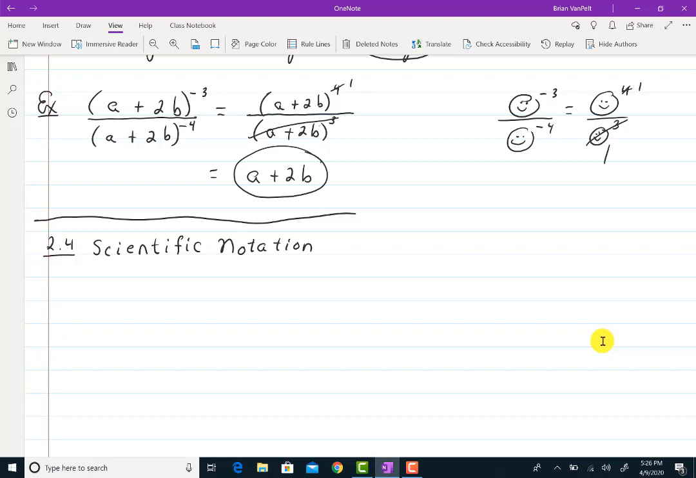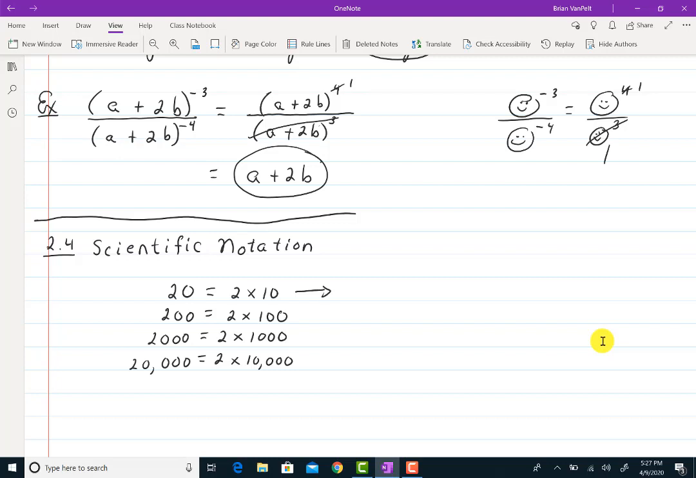I'll start with multiples of 10 anyways. If I were to write the number 20, you have no problem realizing that it's 2 times 10. 200 is equal to 2 times 100. 2,000 is equal to 2 times 1,000. 20,000 is the same as 2 times 10,000. But I want to show you a different notation. It's not going to be so evident on this one.